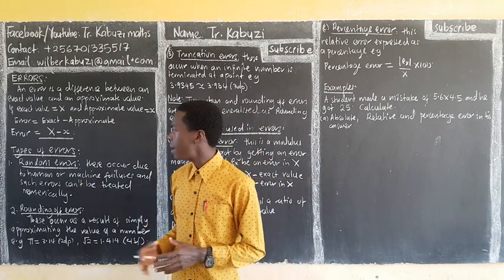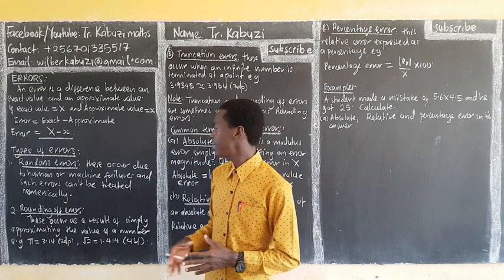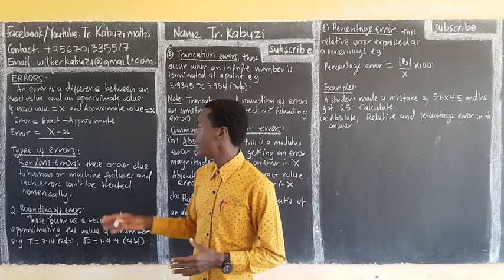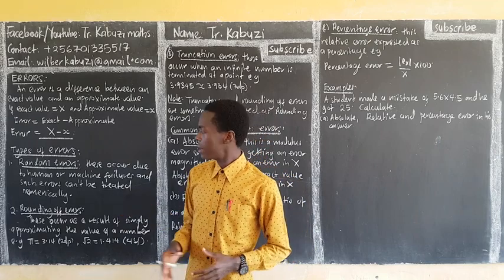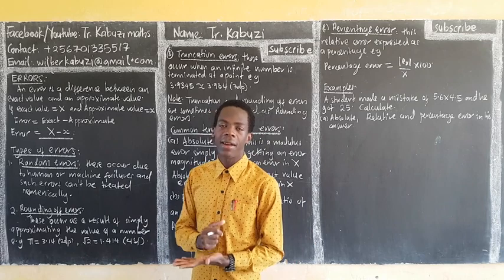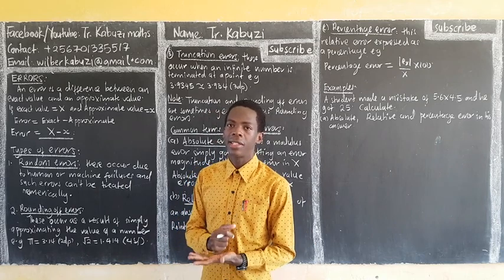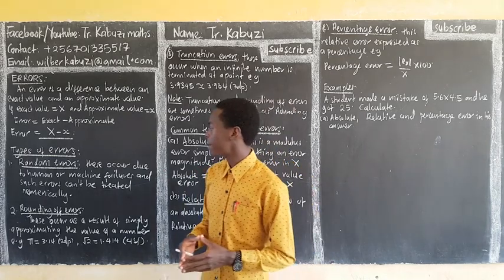So those are the types of error. We have random errors. These occur due to human errors or machine errors. And such errors can't be treated numerically. So when a machine fails to do something, that error that is made is not going to be treated numerically, or it's not going to be used mathematically.